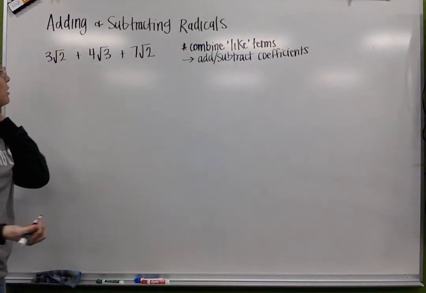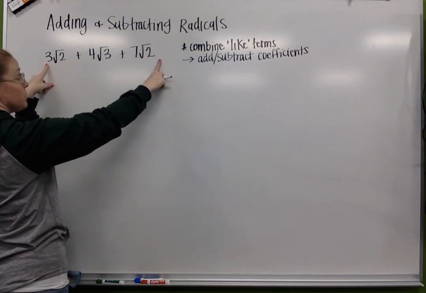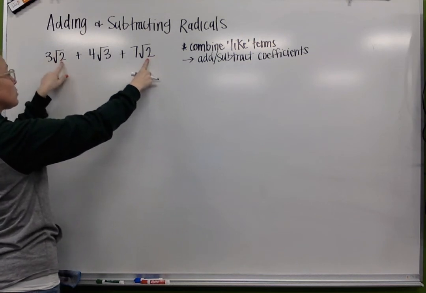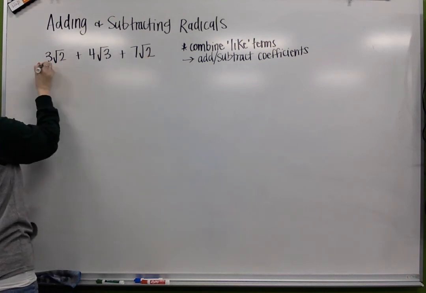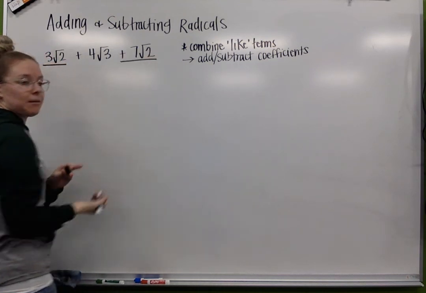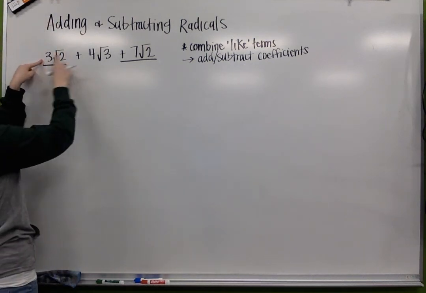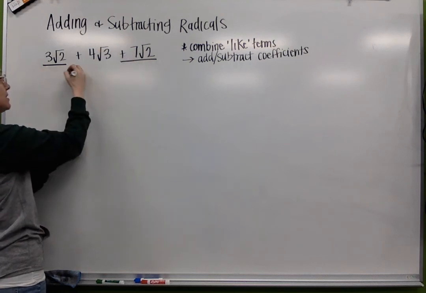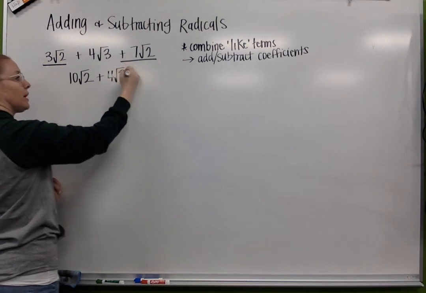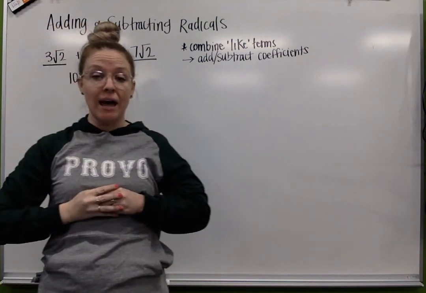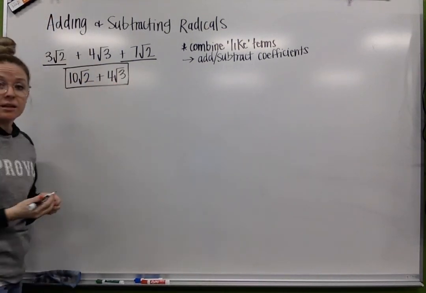So if we look at this example I've started us out with, I have 3 root 2 plus 4 root 3 plus 7 root 2. Here, this has a square root of 2 and this has a square root of 2. So these are like terms. So I'm going to be able to take 3 root 2 and combine that with 7 square root of 2. To do that, I just add the coefficients out front. 3 plus 7 is 10 root 2's, and then I'm just left with this 4 root 3. I can't combine that with anything. They don't have like terms. So this is my solution. Done. That's all it is.